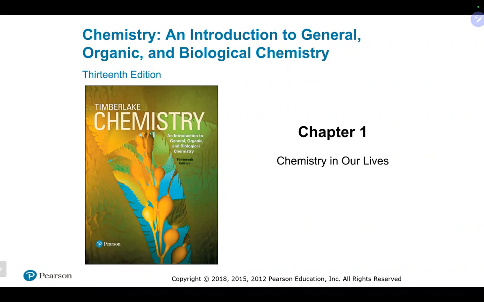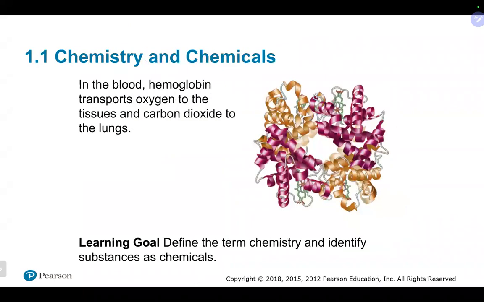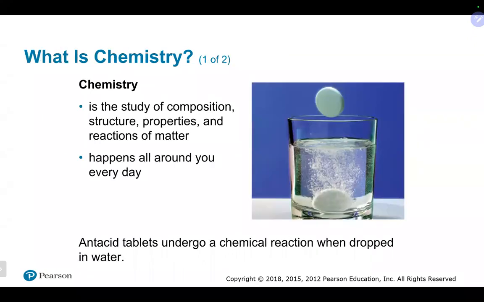We're going to start with chapter 1, which is chemistry in our lives. So clearly, we use chemistry in all kinds of areas: in medicine, forensic science, as you saw there, and obviously in our body, where we use chemistry to help us do several processes. So chemistry really is the study of composition, structure, and reactions of matter.